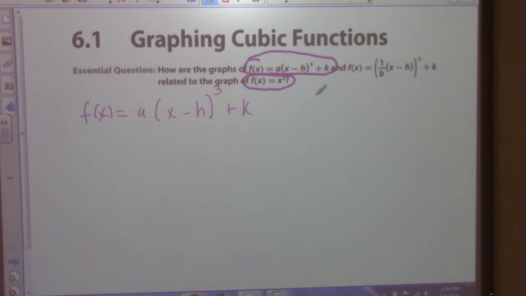Basically, we call this one here, x cubed, a parent function. And basically, all transformations of this parent function are going to be like children of this basic parent function, essentially. So that's the logical representation of it. And so in this function right here, what does a do to the function?